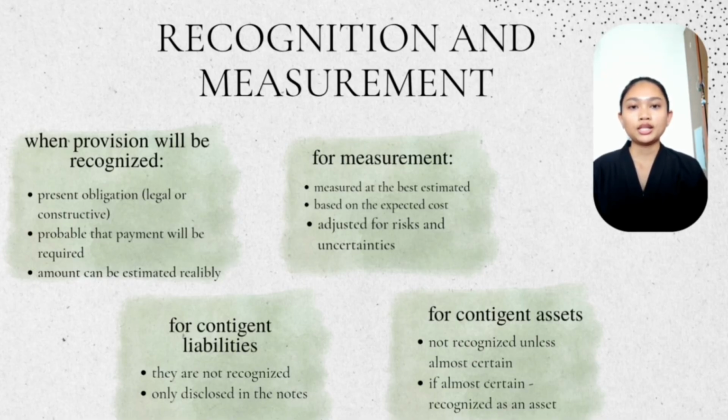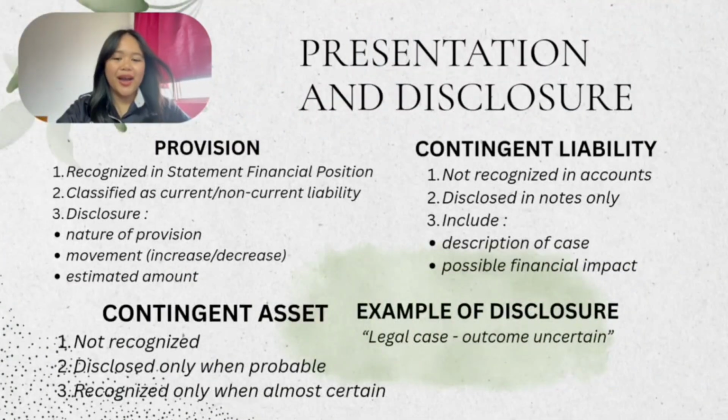For contingent liabilities, they are not recognized and only disclosed in the notes. For contingent assets, they are not recognized unless almost certain. If almost certain, they will be recognized as an asset. Thank you. Now I will explain how provisions, contingent liabilities and contingent assets are presented and disclosed in financial statements.